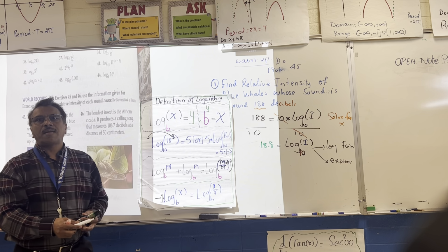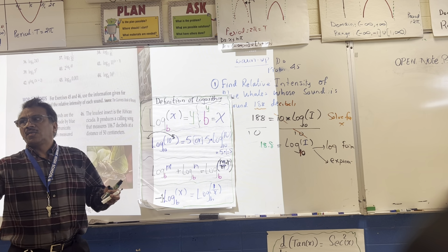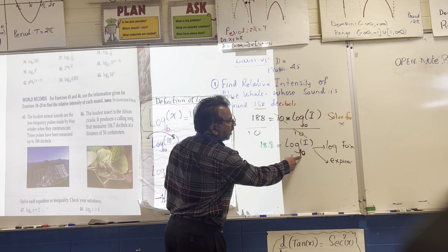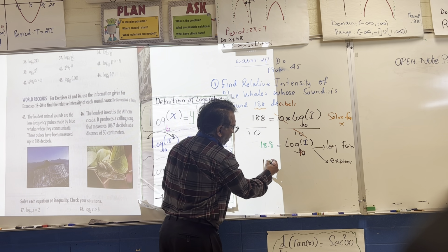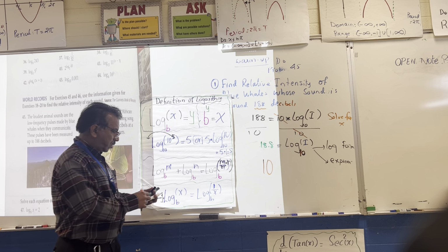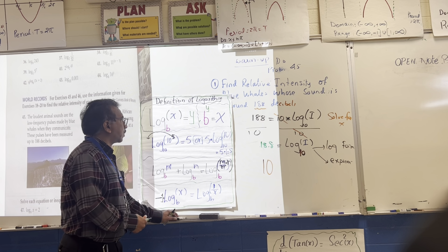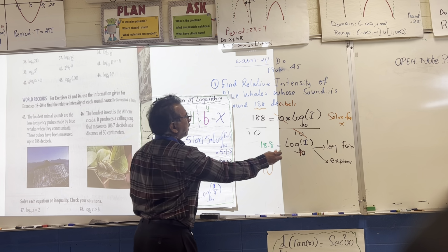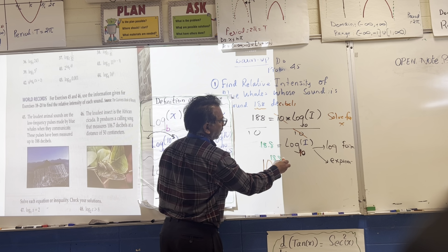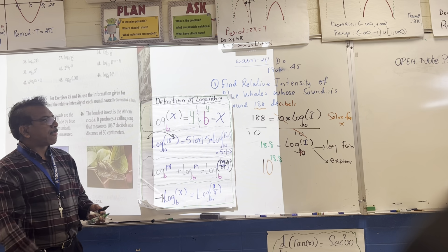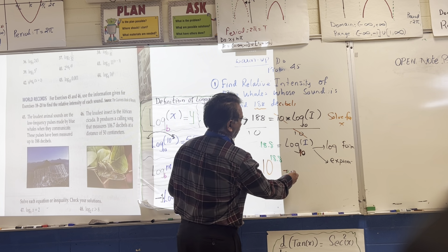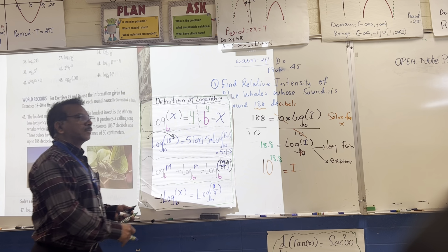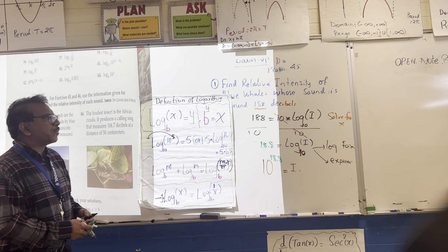This is where students still get confused. How do I change from the logarithmic to the exponential form? You always begin with the base. That's the main one. So you put a 10 raised to the green one, 18.8, equals I. Is that okay? Makes sense? Now 18.8 is quite a big number.